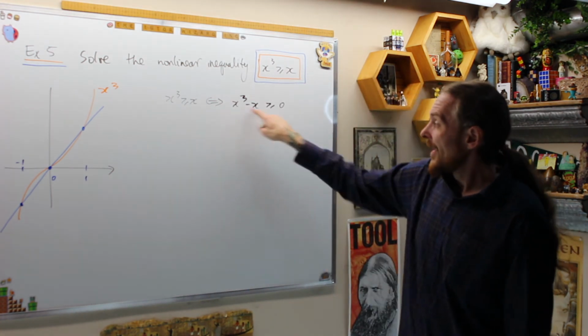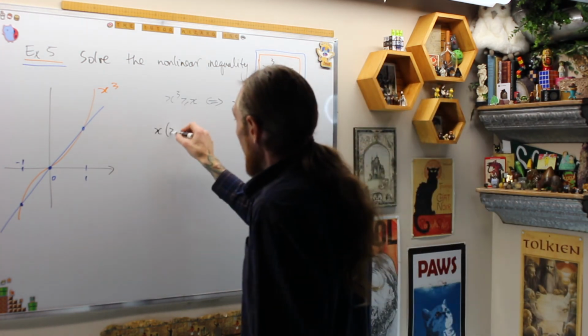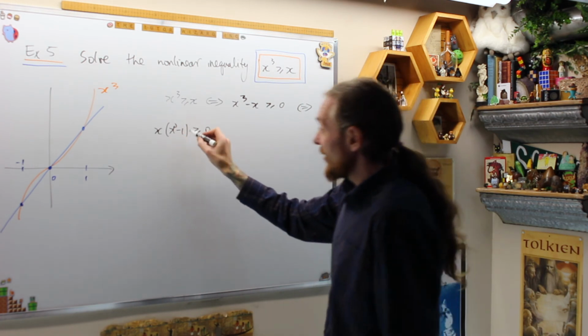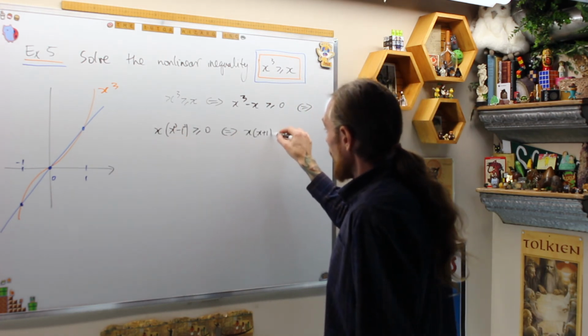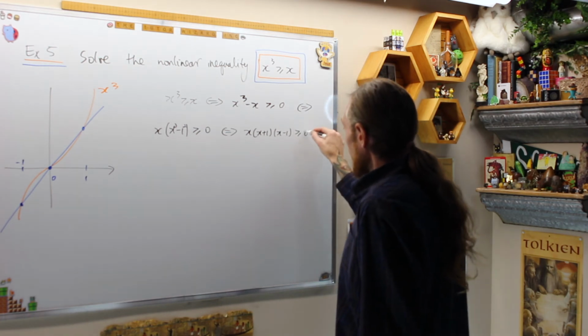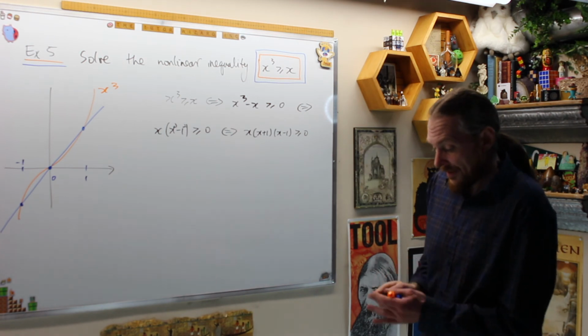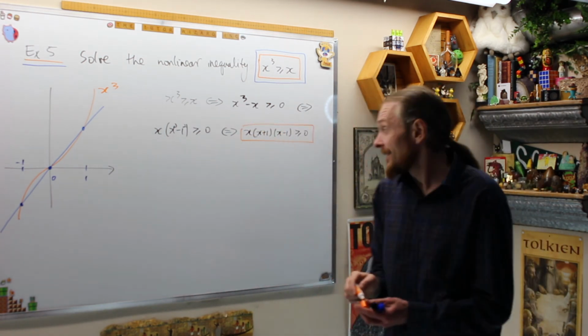First rule of factoring: if I have x in both terms, factor it out. So if and only if x squared minus 1 is greater than or equal to 0, I have a difference of squares. This is going to give me (x plus 1)(x minus 1) is greater than or equal to 0. Now this is equivalent to this statement. I want to know when this statement is true. When is that statement true?